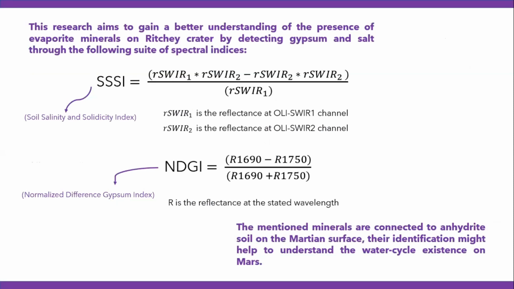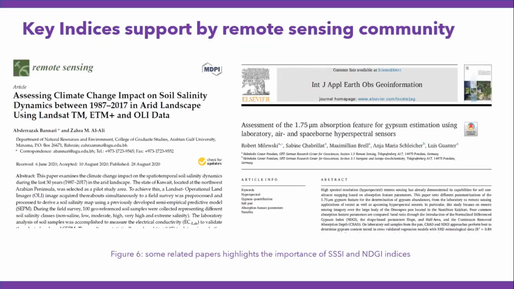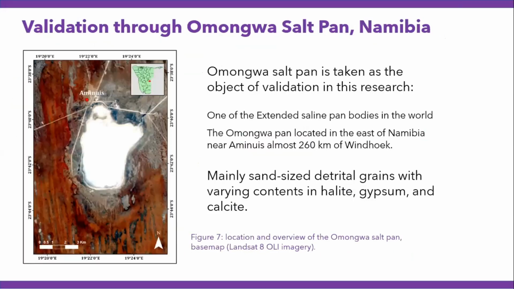These indices did not come overnight. They are implemented and developed, but also validated through terrestrial examples. One of these examples is Omongwa salt pan. It's a salt pan located in the east of Namibia. It's about 20 square kilometers in size, and it's characterized by a semi-arid, hot climate, with an average temperature of 20 Celsius. This is just a Landsat 8 satellite image. It shows exactly where this case study is located.